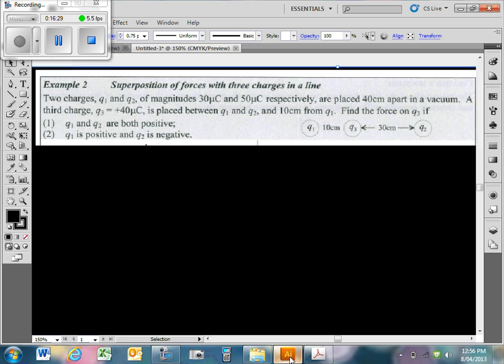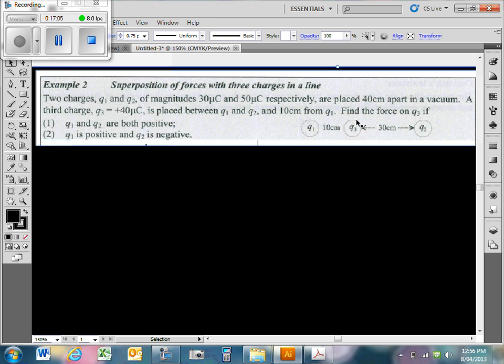Now, here's a problem for you. Have a look at this. We have three charges, Q1, Q2, and Q3. Two charges, Q1 and Q2, of magnitudes 30 microcoulombs and 50 microcoulombs respectively, are placed 40 centimeters apart in a vacuum. A third charge, Q3, plus 40 microcoulombs, is placed between Q1 and Q2 and 10 centimeters from Q1. Find the force on Q3 if Q1 and Q2 are both positive.